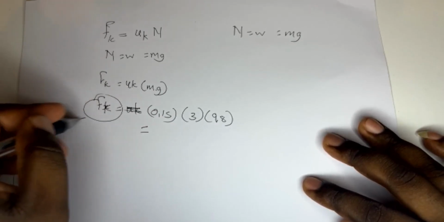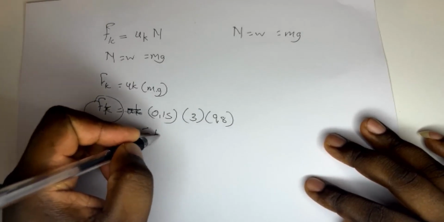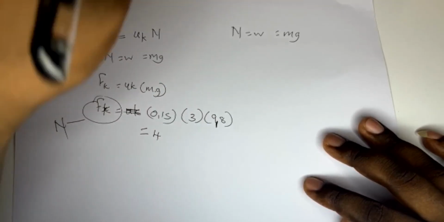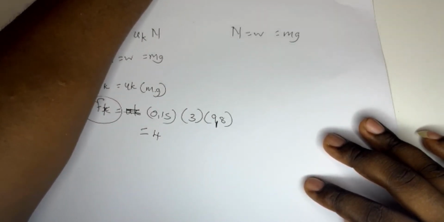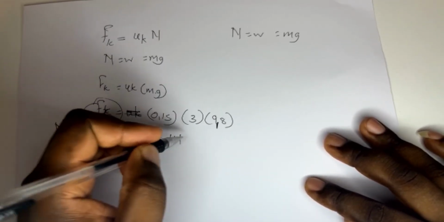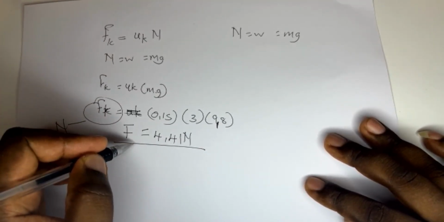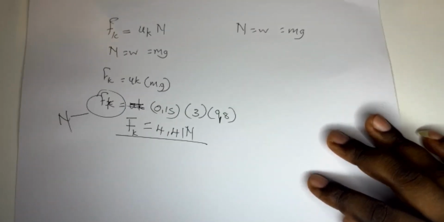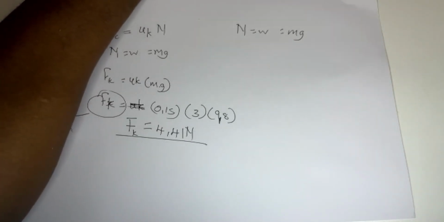Remember, this is also a force, and force is measured in newtons. So if you have a calculator, it has to give you 4 comma something. Don't forget that there's a comma here. The calculator gives 4.4 newtons. So our Fk, that's the answer. So that's how we arrive at the answer, and so quick.